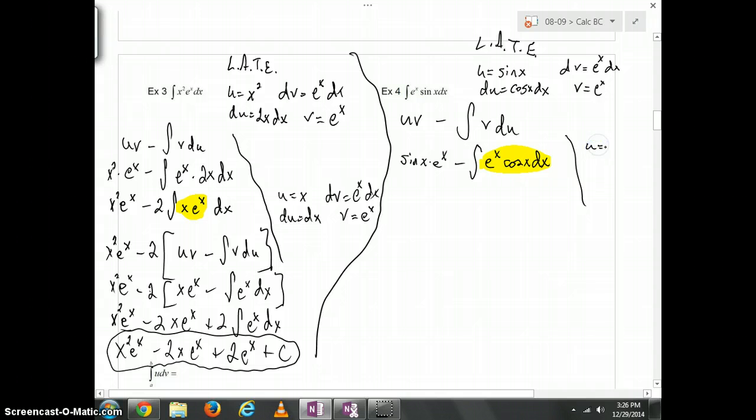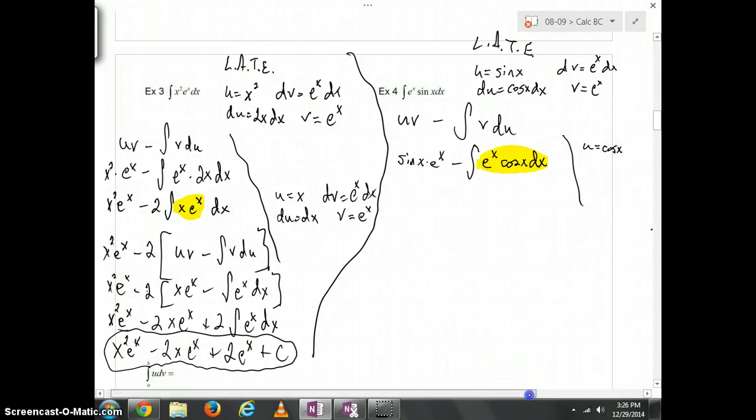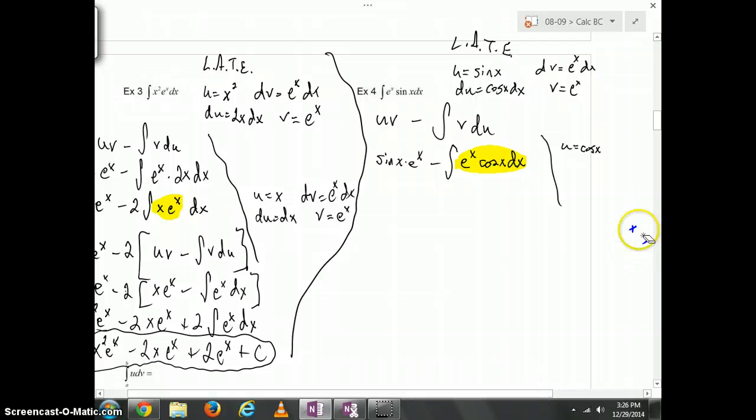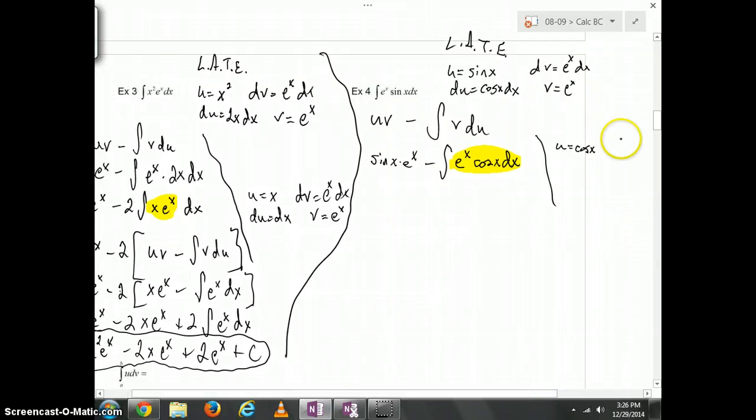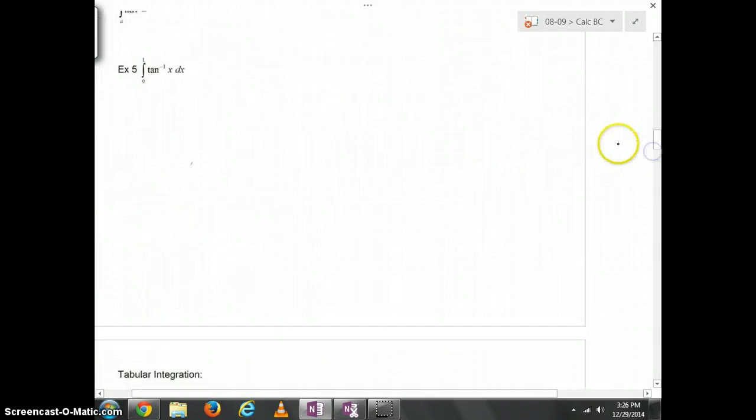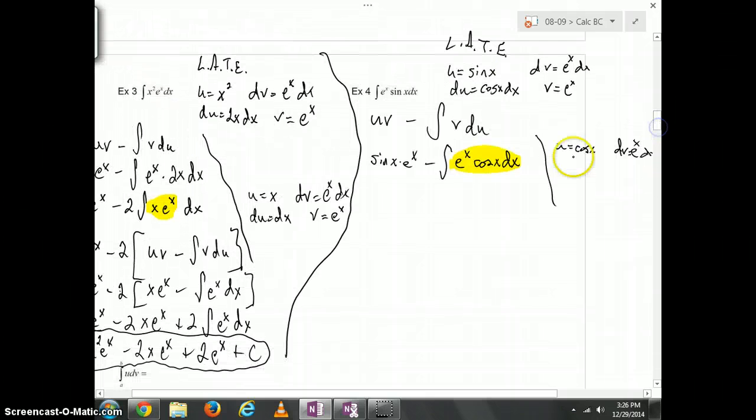They'll say, let's let u equal something logarithmic. Well, we don't have that. Algebraic, we don't have that either. But we do have the cosine of x. We could very quickly let our dv then be e to the x dx, just like we did before. But I think you're going to see quickly that we're going to be in a bit of trouble pretty soon.